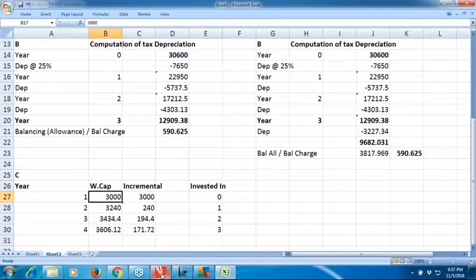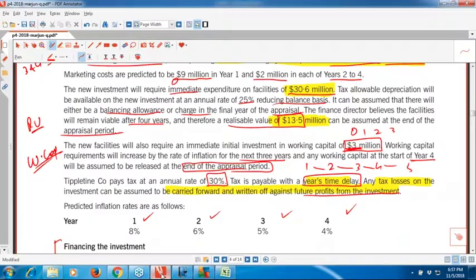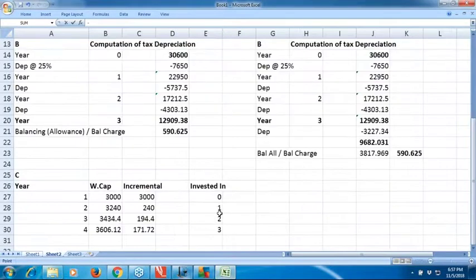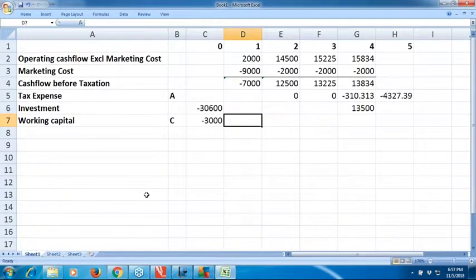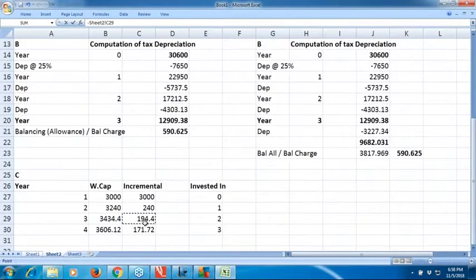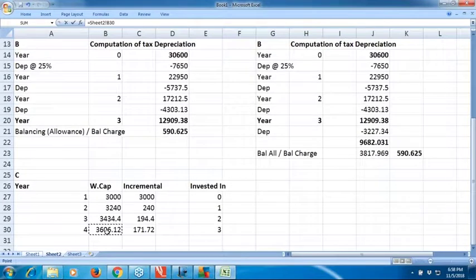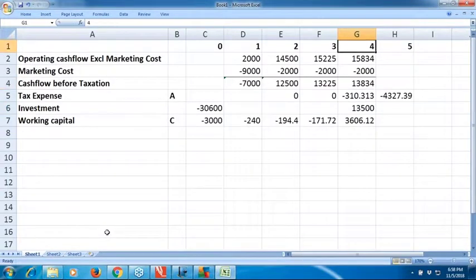Now, the requirement of the working capital is increasing, so we are going to say that we shall be needing this much working capital. The working capital that will be shown is in year zero, because working capital is made available at the start of the year. Then you will have this much in year three. And at the end of year four, the entire working capital would be recovered, so that would be shown as an inflow. How much is the entire working capital that has been invested up till now? That's 3,606. So the entire working capital would be recovered.